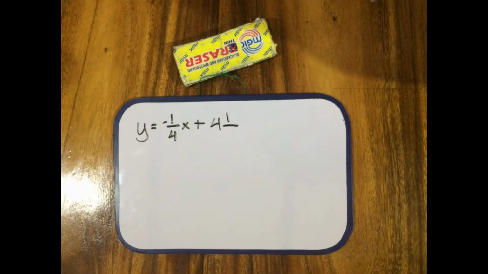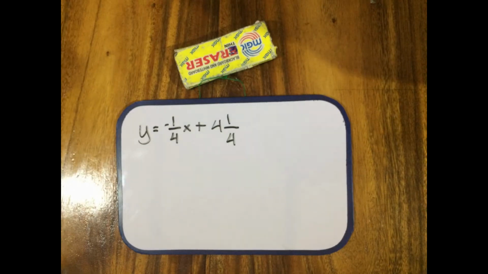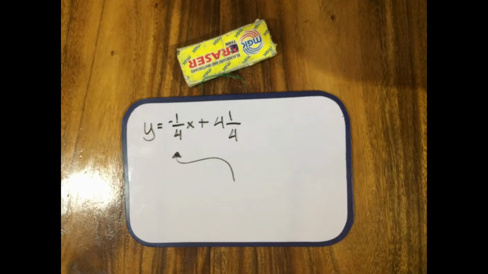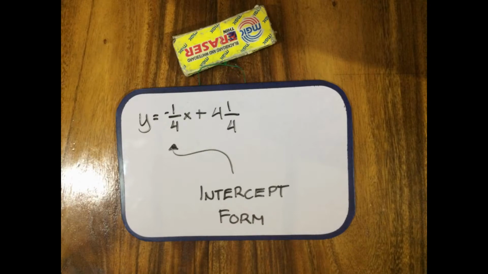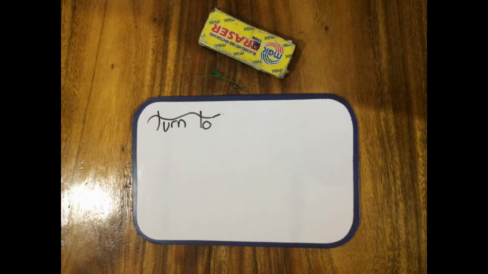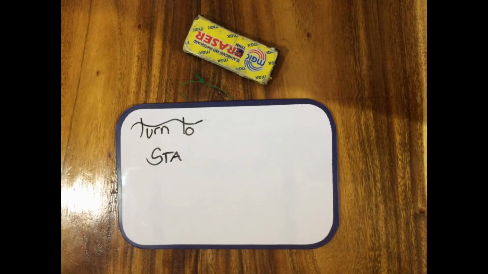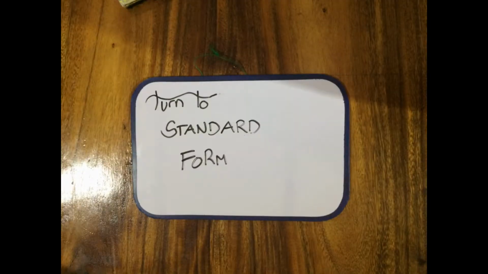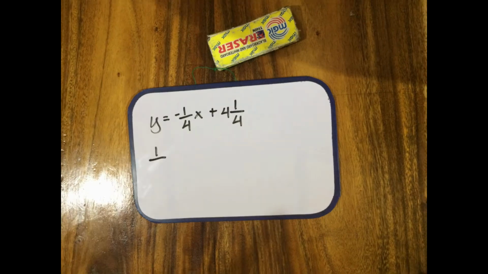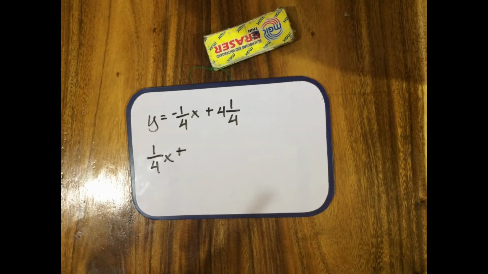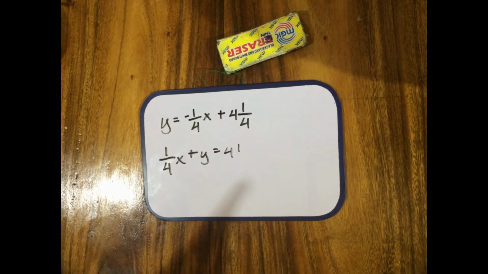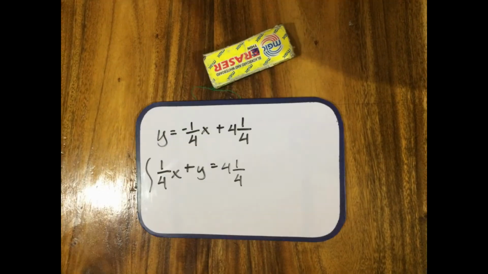So that will be y is equal to negative 1/4 x plus 4 and 1/4, which is the slope-intercept form. 1/4 x plus y is equal to 4 and 1/4. That will be the standard form of the example.